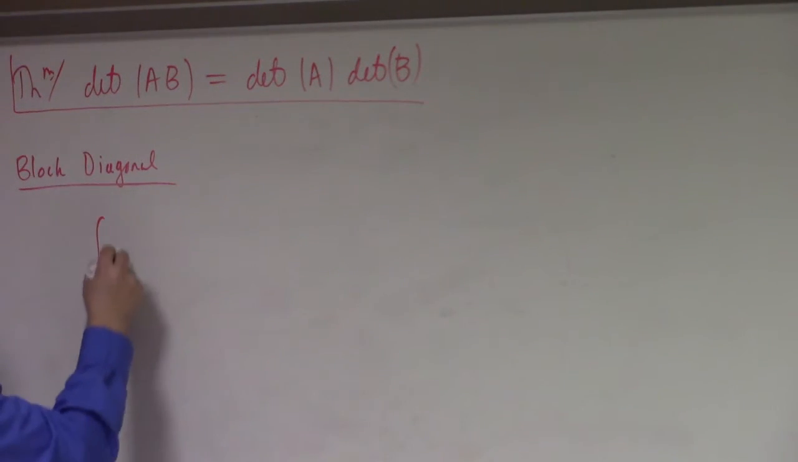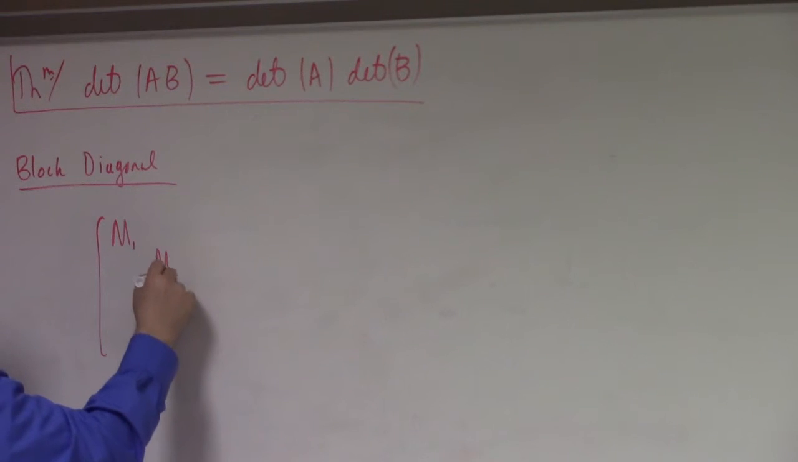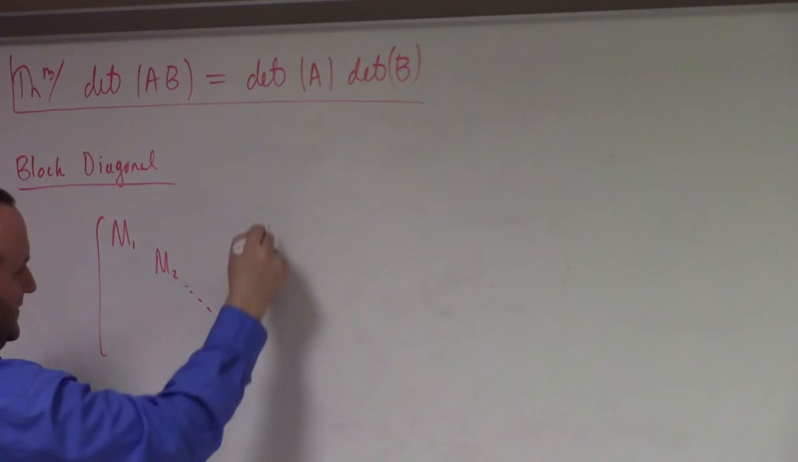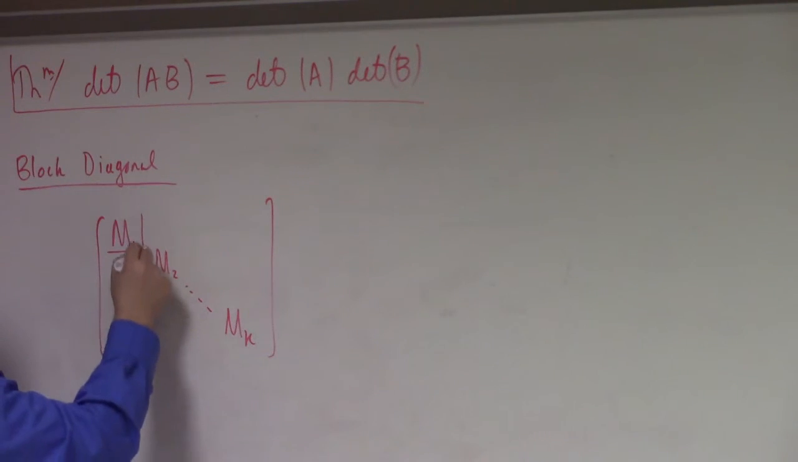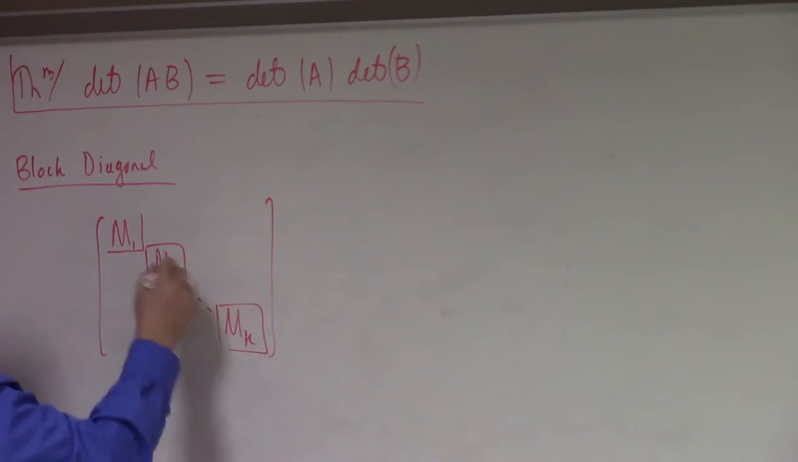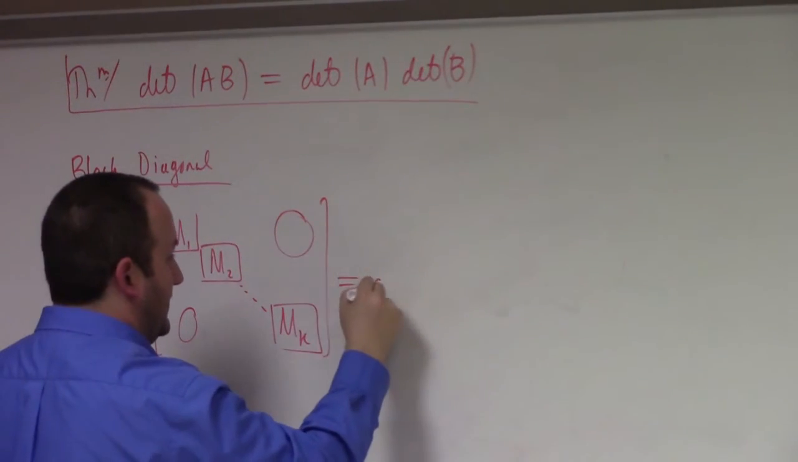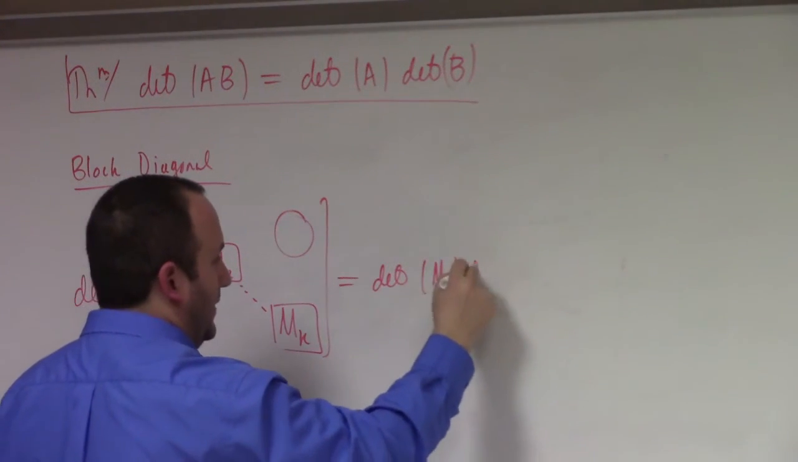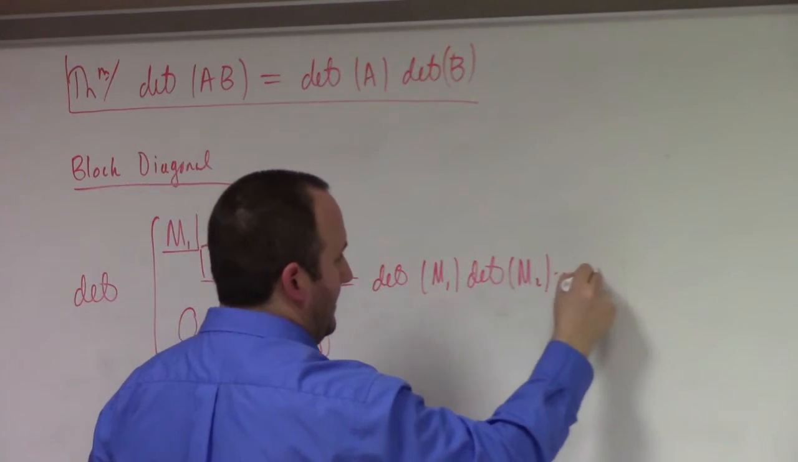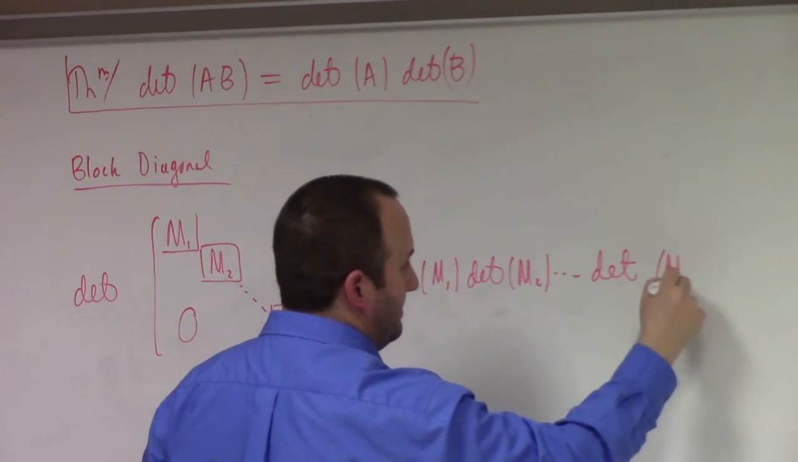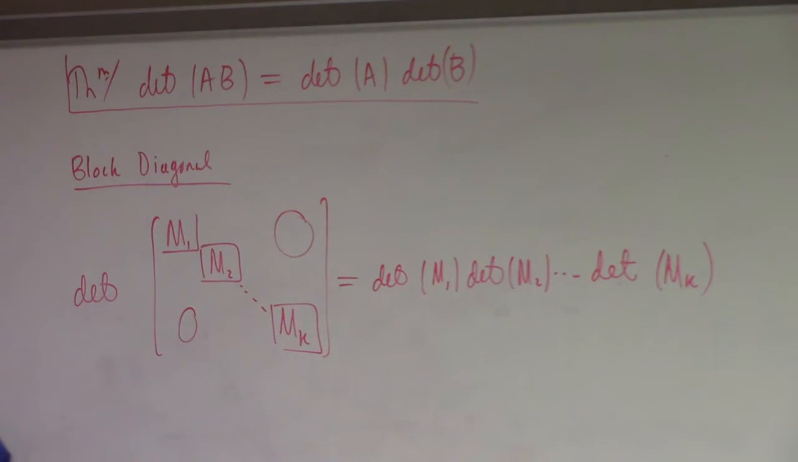So something like if you've got M1, M2, MK, something like this. These are on the diagonal, right? Zero elsewhere. Well, it turns out if you calculate the determinant of something like this, it's actually the determinant of M1, the determinant of M2, all the way down to the determinant of MK. Again, not a super easy thing to prove, and I don't think I'm going to prove this for you guys, but we will use it. Okay.